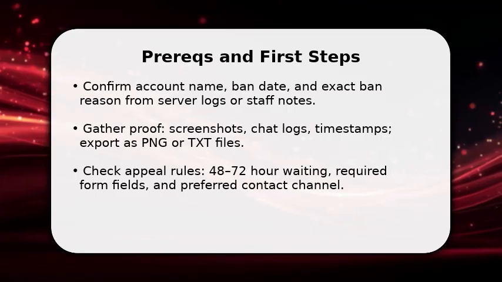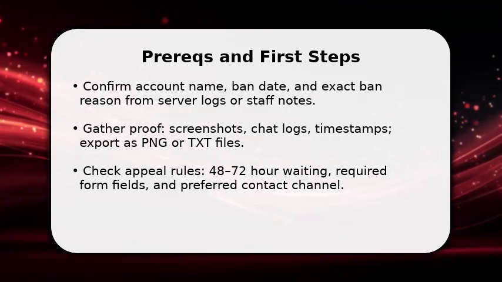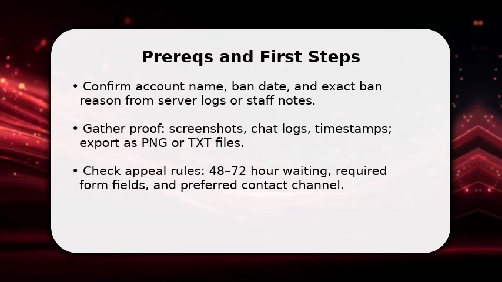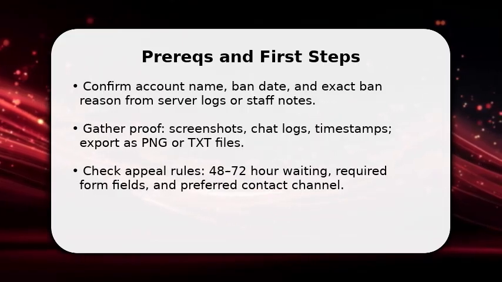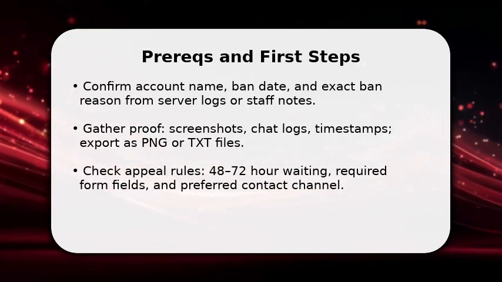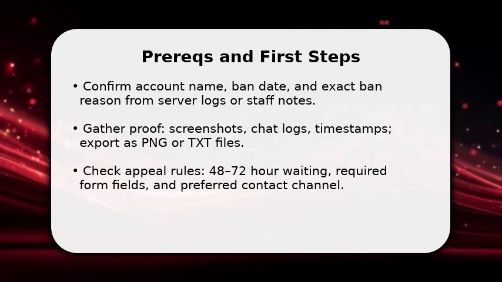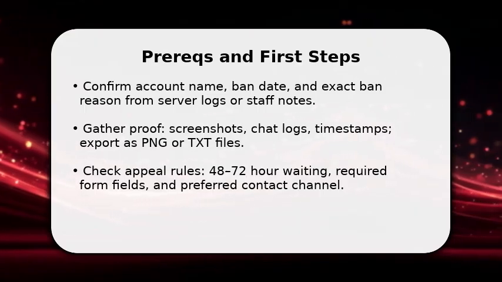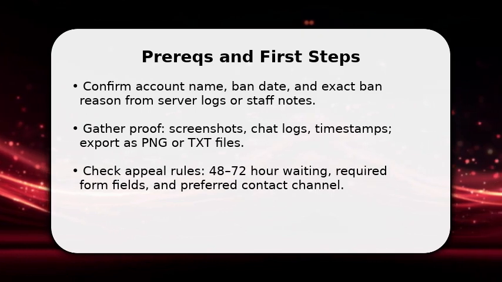You start by collecting what staff need: your exact username, ban timestamp, and the stated reason. Once done, export clear screenshots and chat logs with timestamps so nothing is ambiguous. Next, make sure to read the appeal rules for that server. Some require a 48-72-hour wait or a specific form field. Act now so your appeal is complete. Incomplete appeals get ignored. This prepares you to submit a concise, credible request rather than guessing at details.